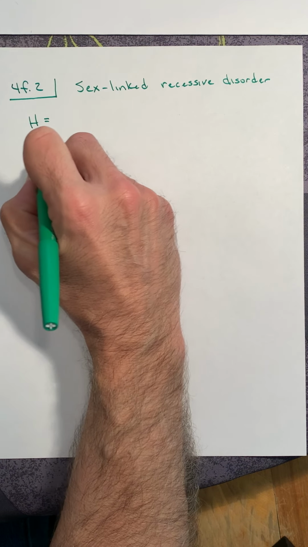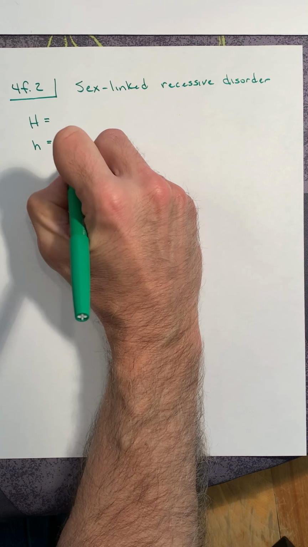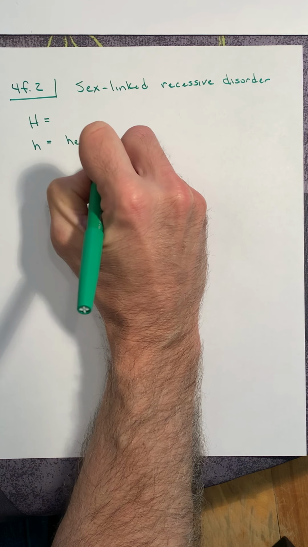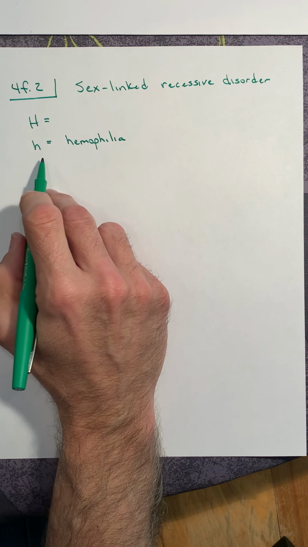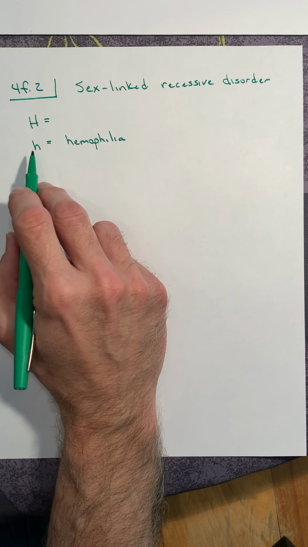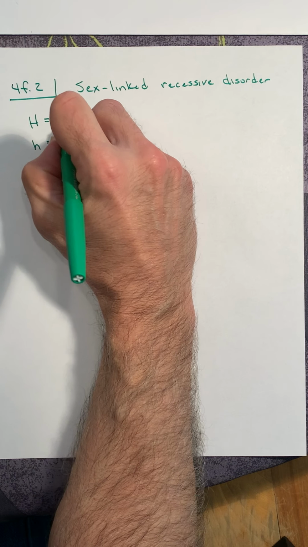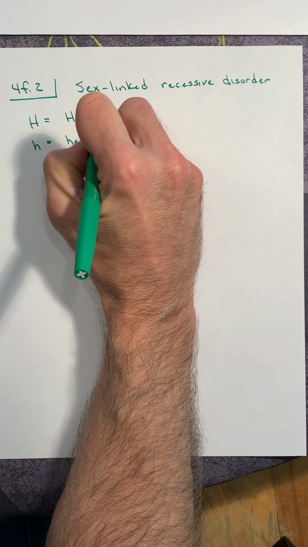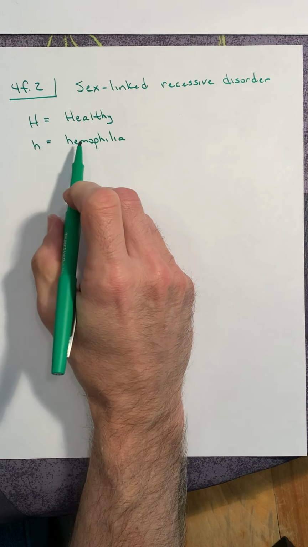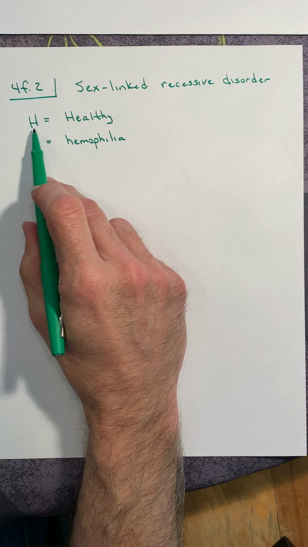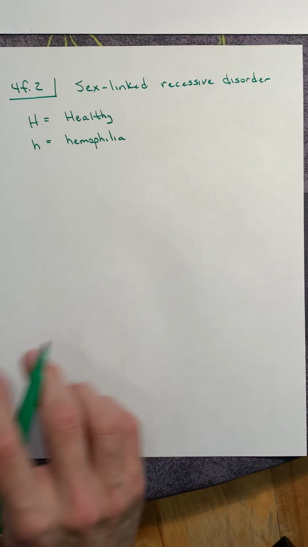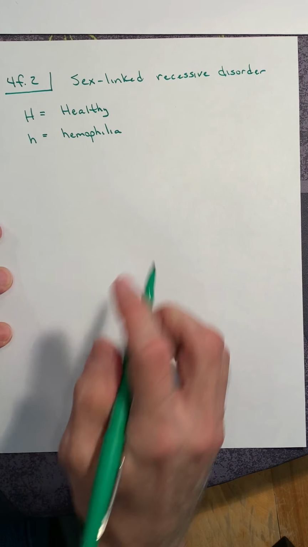So hemophilia is a recessive disorder. These hemophiliacs carry 2 copies of the hemophilia allele if they're female, 1 copy if they're male. Whereas those of us that carry the dominant H are healthy, typical individuals. Fine. So, same idea.